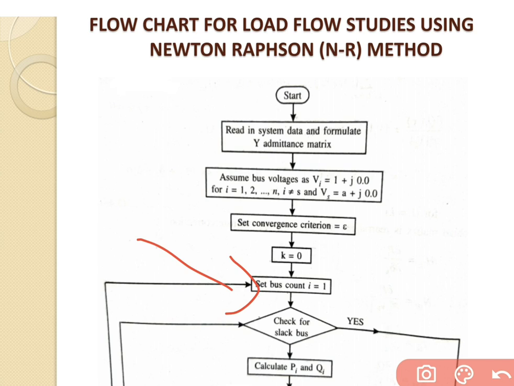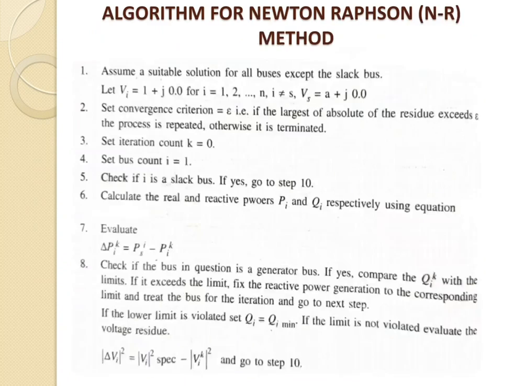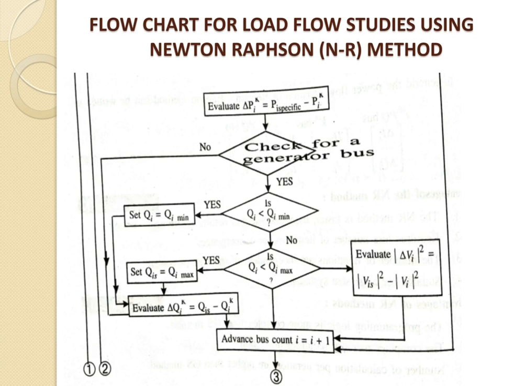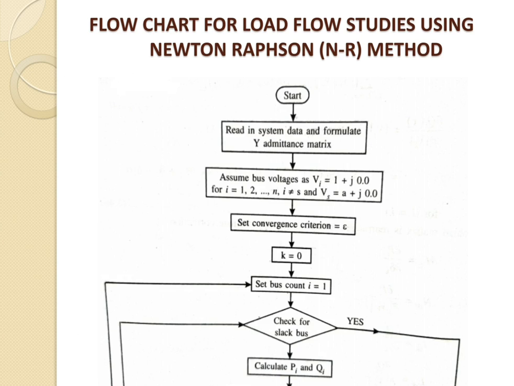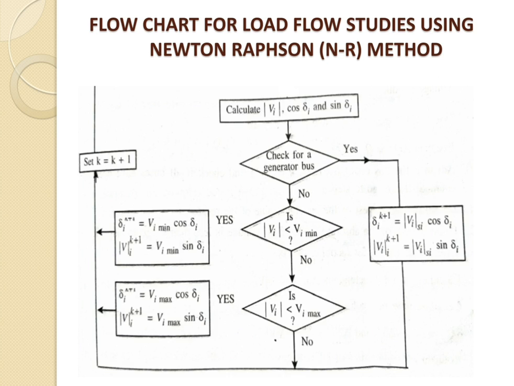Then after we will go for step number 5, that is check if i is the slack bus. If yes, then go to step number 10. Now we will go for the figure side. So check for the slack bus. If yes, then go to step number 10, and if no, then we will go for the further procedure, that is step number 6.